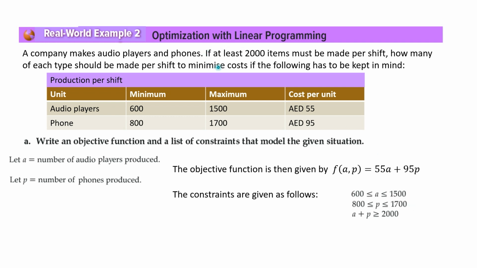And also it's mentioned that they have to make at least 2000 items. At least means 2000 or more. So the total of A and P should be greater than or equal to 2000. Along with this, we have two more constraints. Because A and P are the number of audio players and number of phones produced, they cannot be negative. So there are additional constraints that A should be positive and P should also be positive. So this is our list of constraints for this objective function.